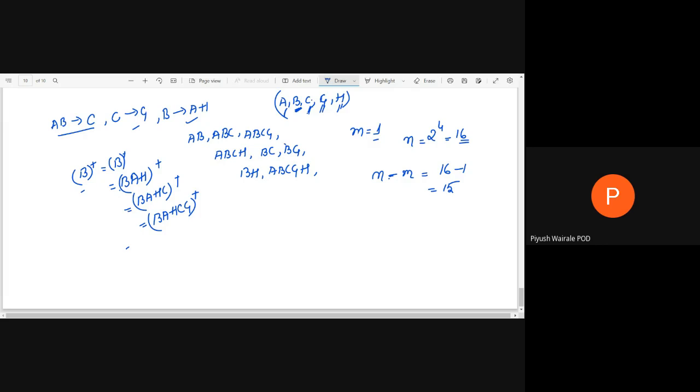And also I have shared one link in the chat box. You can see this course link is there. All the possible ways to find out the super keys are given in that post. So that post is enough for how to find out the number of super keys. Just go through it. I will paste it again.